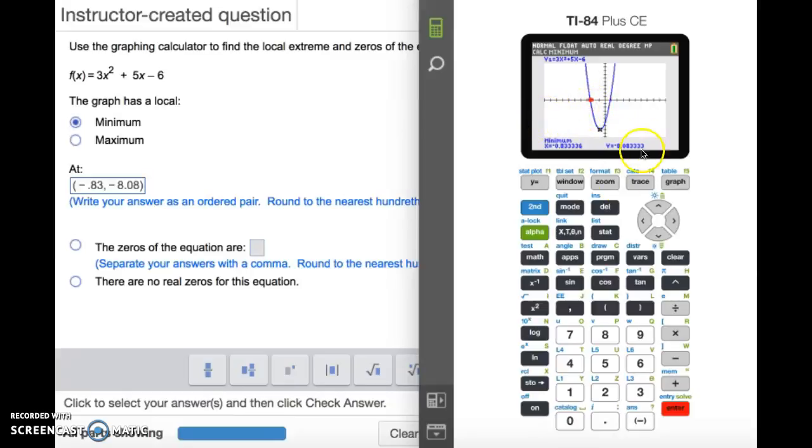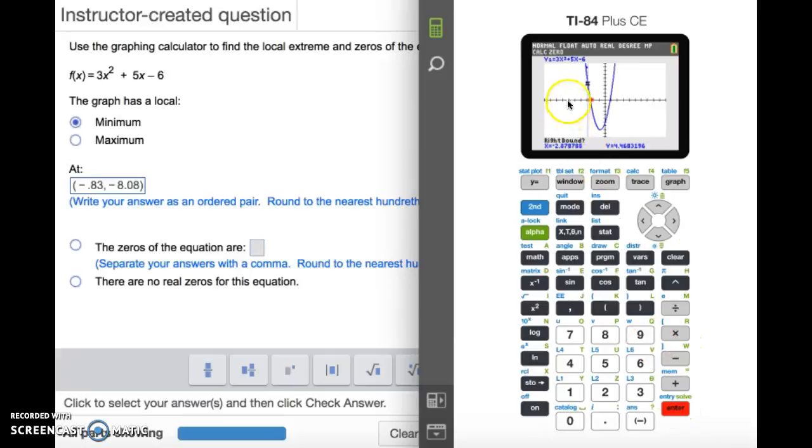So I go back into second trace. This time I'm looking for a zero. Right, so I choose the zero, and once again the calculator says put your cursor on the left side of this zero. So I have to be somewhere over here on the left. So I'm going to keep pressing my left arrow button until I get to the left side of that zero. Right, now I'm going to press enter.